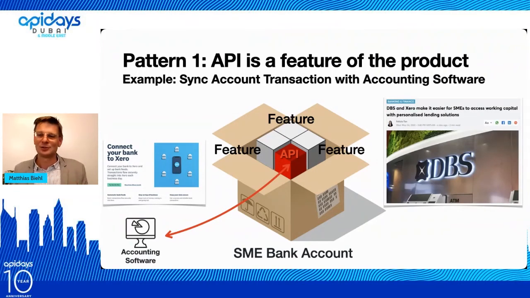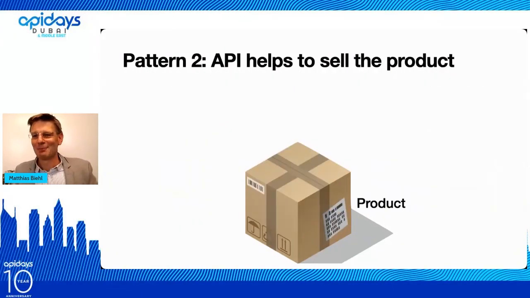Banks also say, hey, we have connectivity to some accounting software, and therefore our product, the SME bank account, is more valuable, and it's done via APIs, even though those APIs are not directly monetized. It's just that the API provides a more interesting banking product.